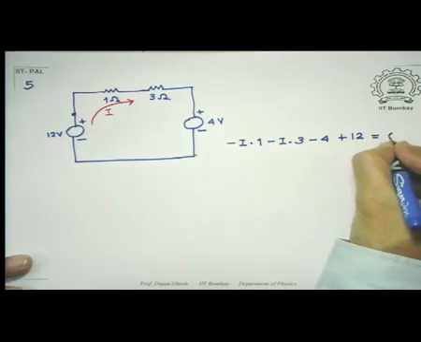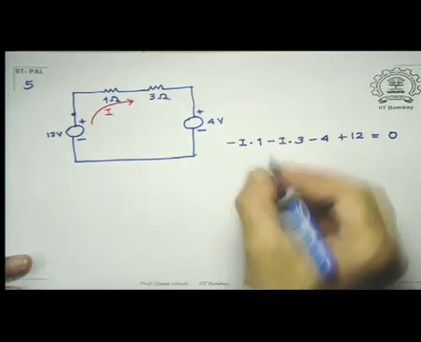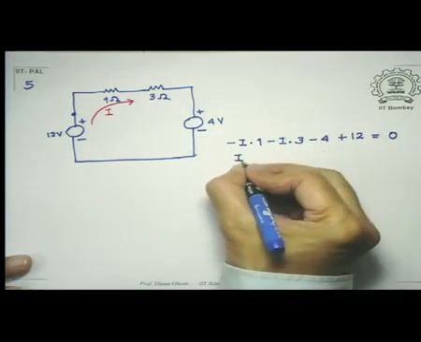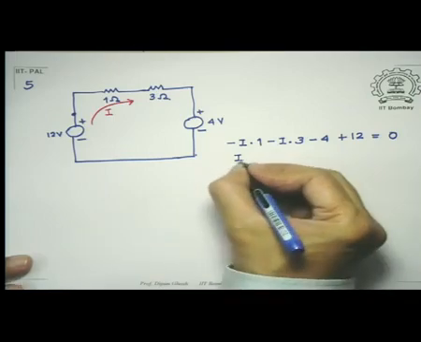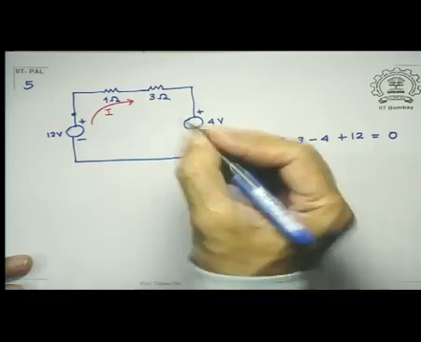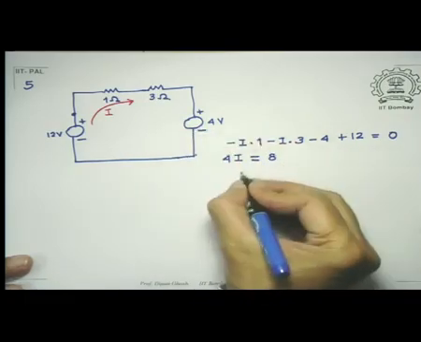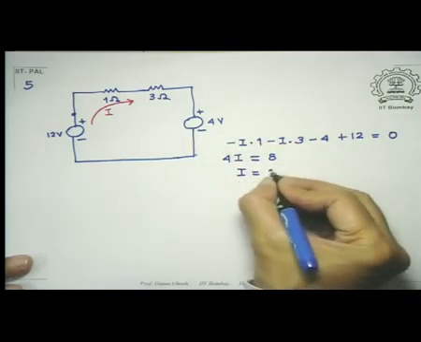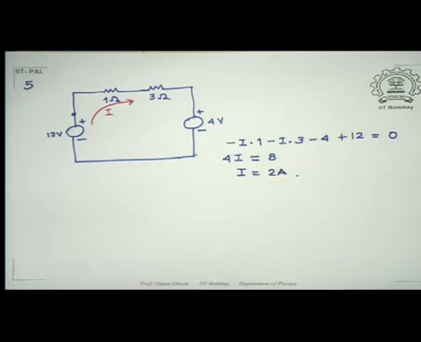And that must be good. So this tells me that 4I is equal to 8. So current I is equal to 2 amperes. This is a situation where I have a single branch. Let me increase the branches a little.